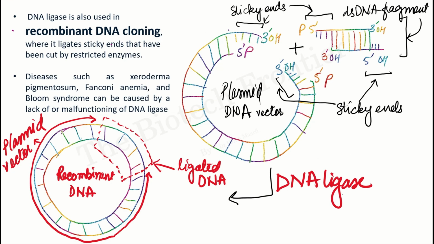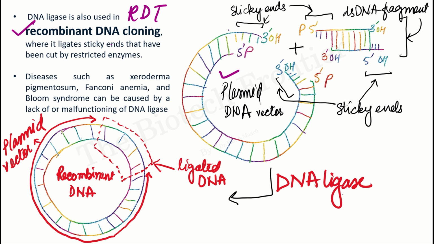Another example of the DNA ligase is in the preparation of recombinant DNA. Recombinant DNA is DNA that is created in a lab by combining genetic material, that is DNA, from multiple sources using a technique called recombinant DNA technology.